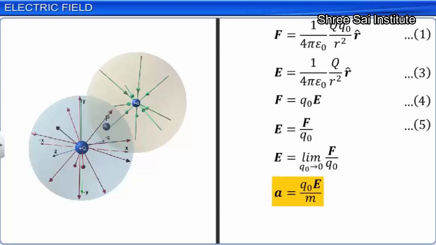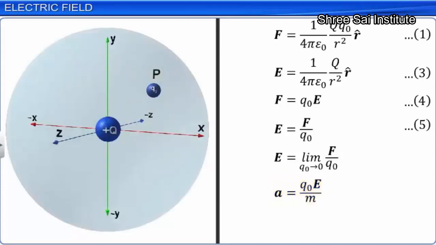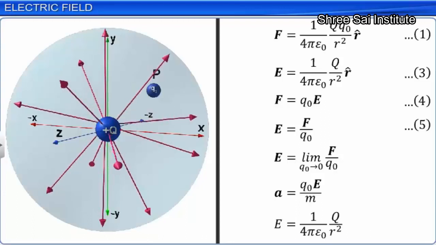For a charge Q, at all points on an imaginary sphere of radius r around it, the electric field strength will be equal in magnitude and will be equal to 1 by 4 pi epsilon naught Q by R square. There is a spherical symmetry with respect to the magnitude of the electric field strength E in the electric field of charge Q.